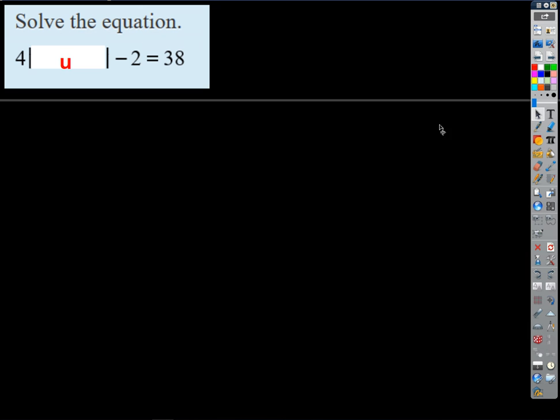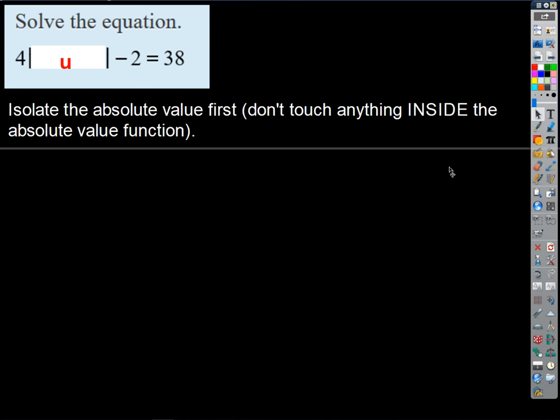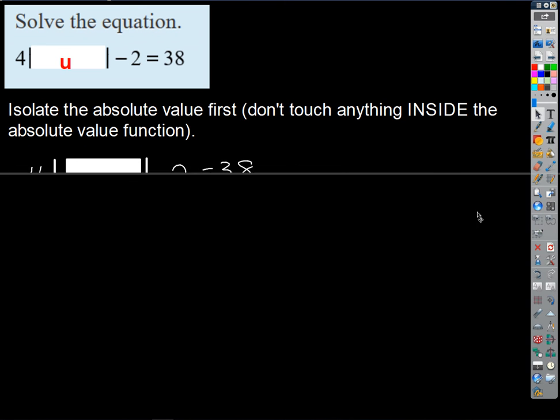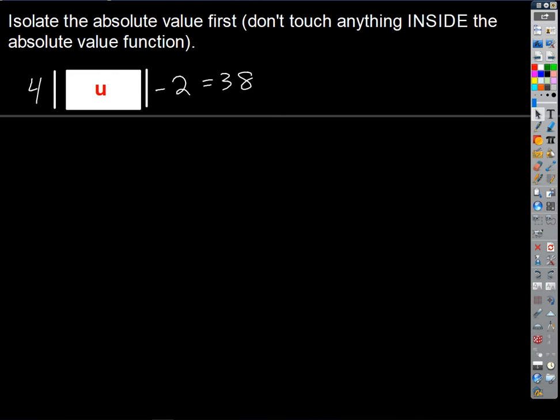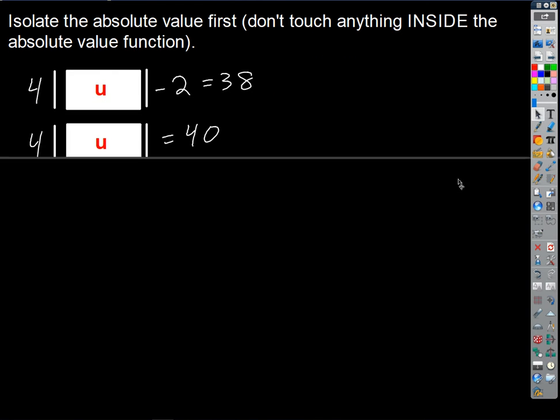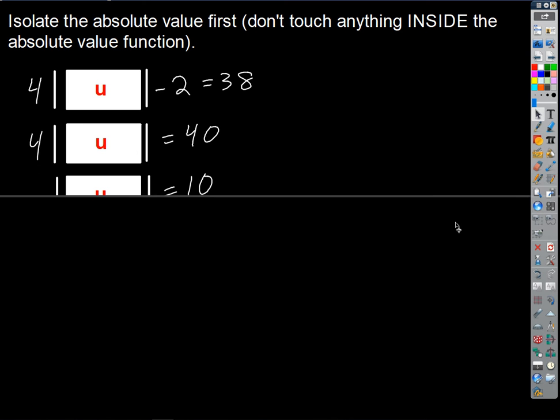So the first step is going to be, we've got to isolate the absolute value, right? So don't touch anything inside the absolute value function. That's off limits. We're just going to get the absolute value by itself. So what does that amount to? What are we going to do first? Add 2, and then divide by 4.